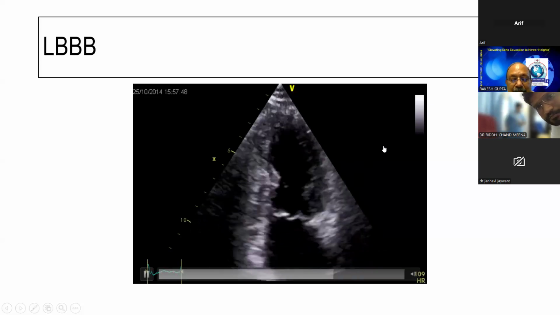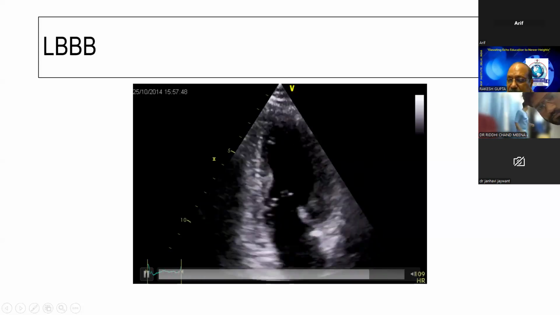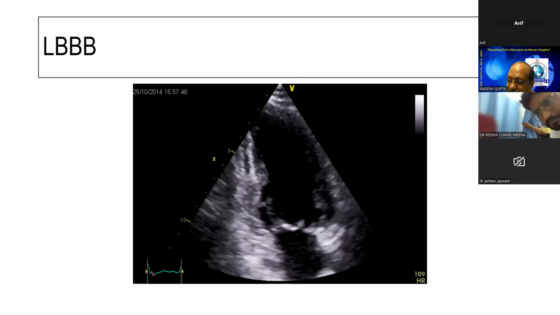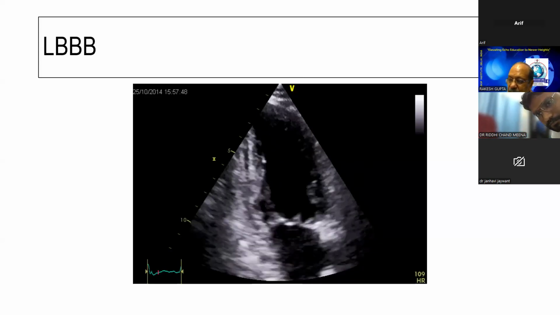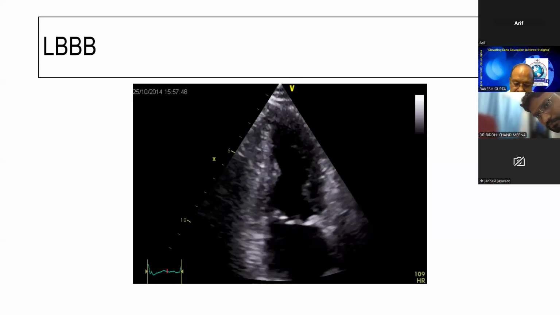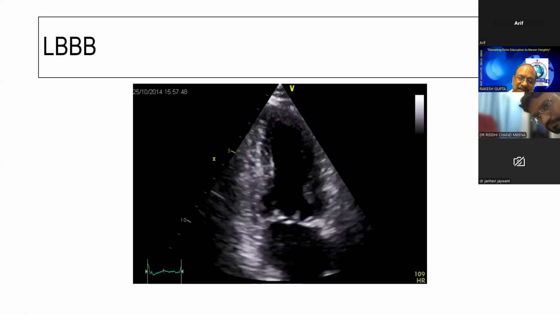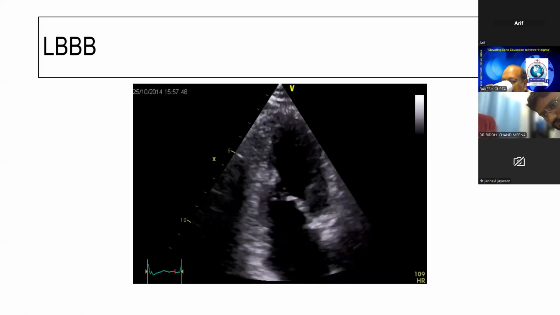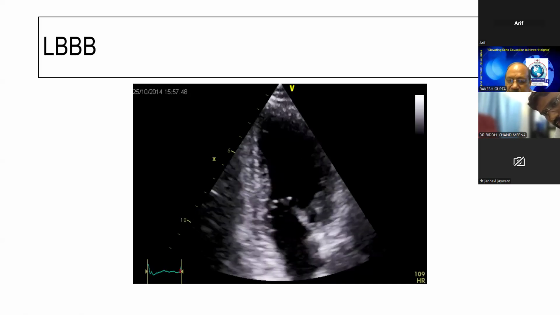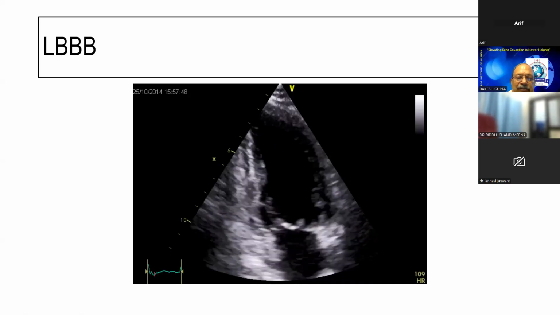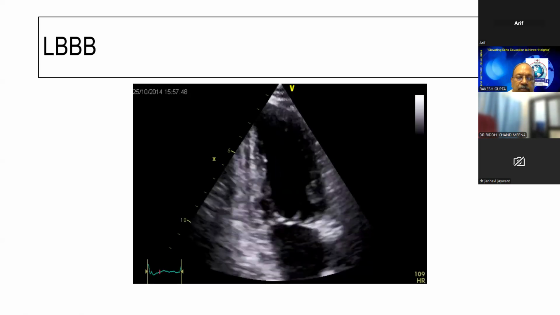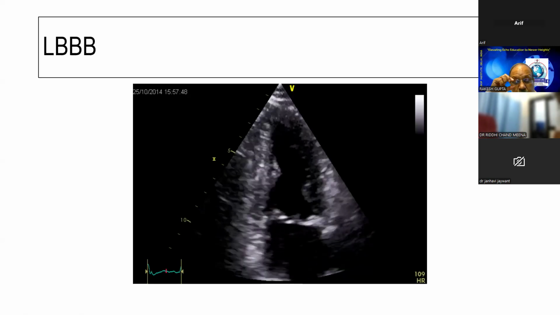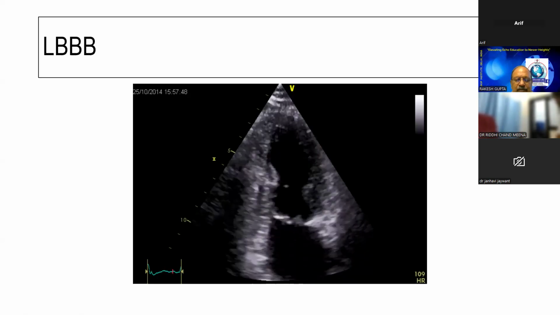Yes, sir. In LBB and RBB, which part of the cardiac cavity would be affected? Sir, in LBB the left ventricle, in RBB the right ventricle. No. What do you mean by LBB and RBB? Left bundle branch block. Yes, sir. Bundle of His, sir, from the AV node, the left one, exactly there is a blockage.